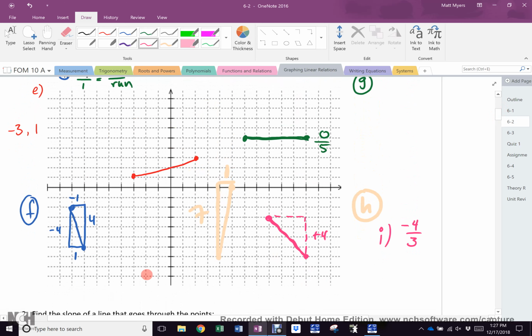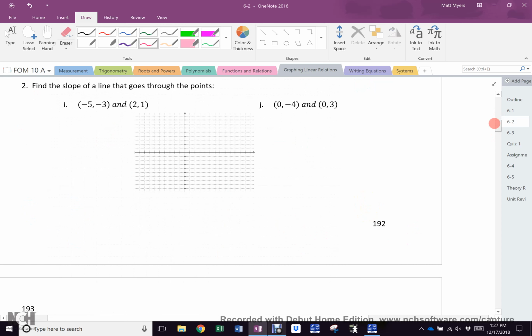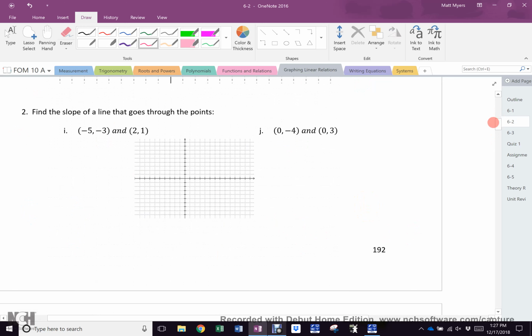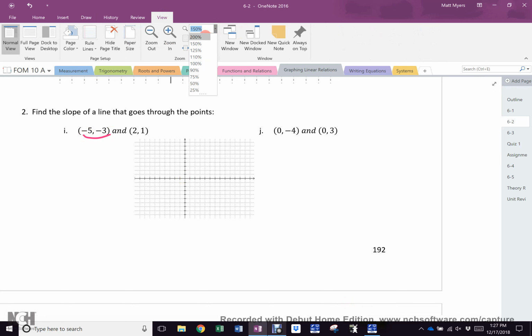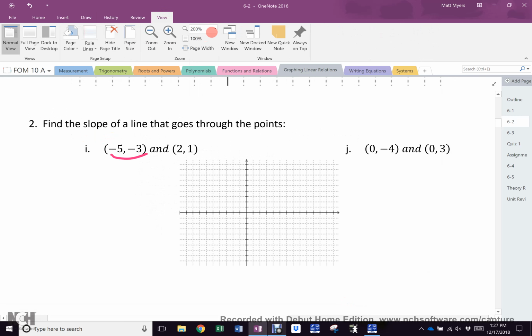Now, in all 5 of these, I let you choose your starting point, didn't I? So all you had to do was go plop and count. Agreed? In the next 2 examples, what is the only change? I am telling you the points, aren't I? So, how do I get to there? I'm going to zoom in to make this bigger for you guys to see it. How do I get to that point?